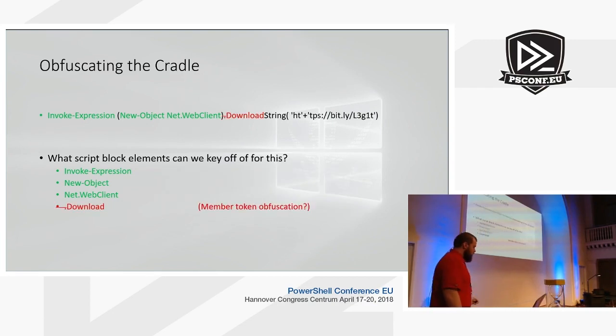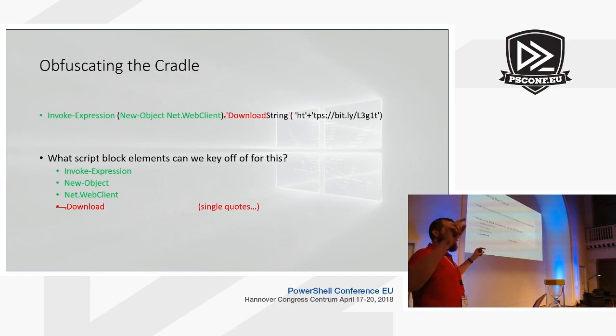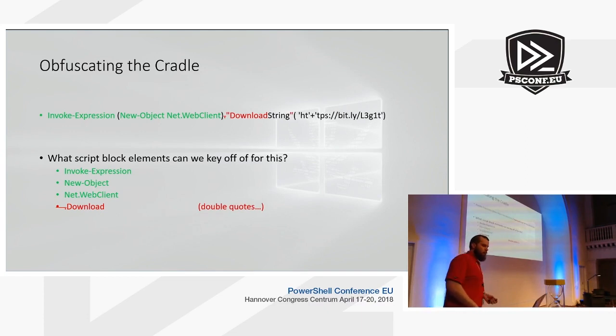However, given any arbitrary member token, how can we obfuscate that? Well, what I found out is that given this member token, you can actually put single quotes around it and it runs perfectly fine. So now that dot isn't even reliable. We can also put double quotes around it. And if you look really closely at download string, I promise this next slide actually works, but you can actually put a tick mark in front of it and it runs.